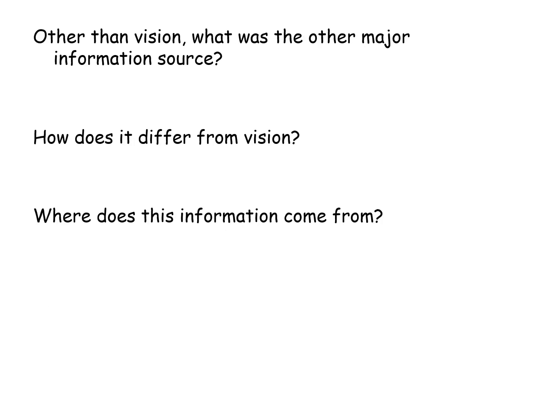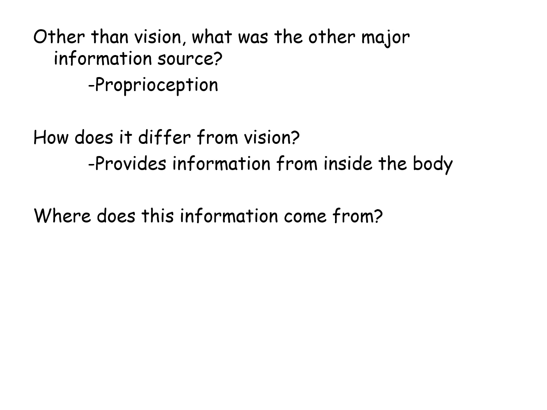Other than vision, what was the other major information source? Our proprioception. Yes, smell, taste, and hearing are important, but when we look at movement, our vision and proprioception are the major information sources. So how does proprioception differ from vision? It provides information from inside the body, where our eyes don't see. Where does this information come from?